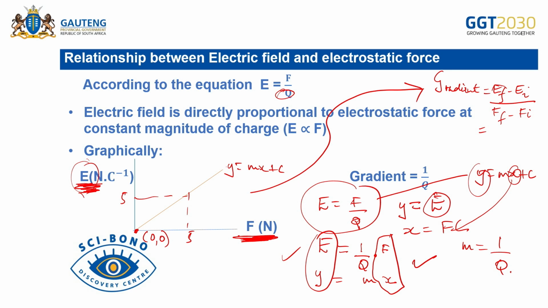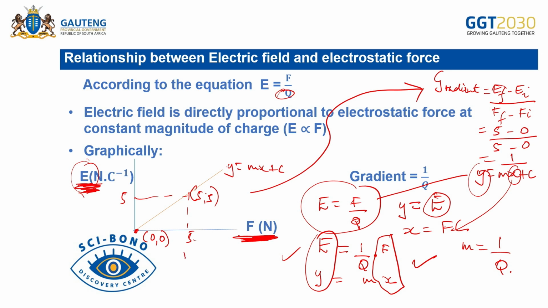What is your E final? This point is 5 is to 5. So it will be 5. That is your E final. Then your E initial is 0. And then your final F is 5 minus 0. Then your answer here will be 1. That will be your gradient. So your gradient is 1.